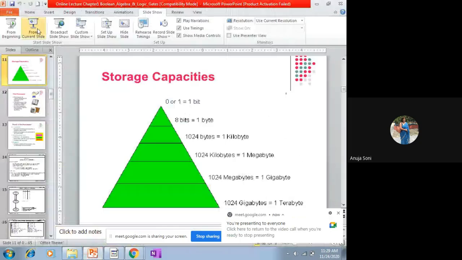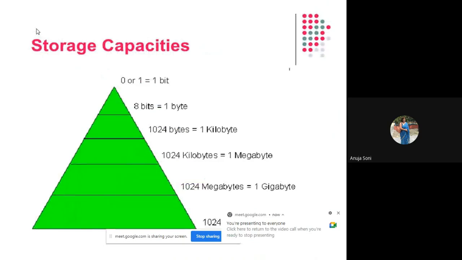Yes. Now we talk about the storage capacity. If we talk about the data, data is processed by the CPU, but the smallest unit of data is the bit. 0 or 1, these are called bits. Whenever the system processes data, it processes only in terms of machine language. Machine language is the language of zeros and ones.